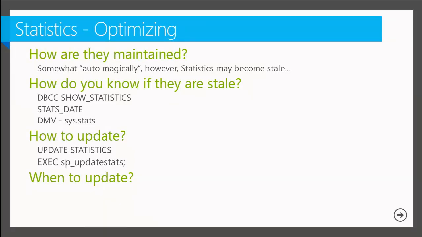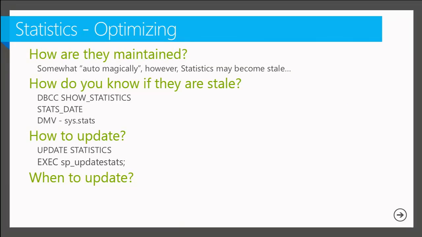How do you know if they're stale? I'm giving you a couple of examples, actually three different functions that you can use to get that information. One is DBCC SHOW_STATISTICS. STATS_DATE is another one. And something very interesting called DMVs, or dynamic management views. I use these a lot in my SQL audit script, which I'm going to show you in a little while.